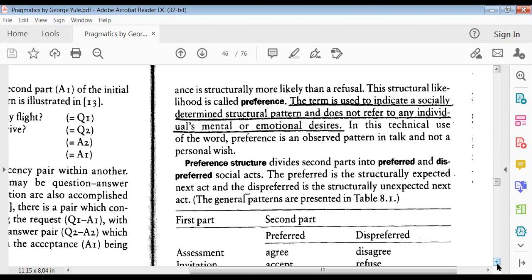Now, the preferred response to an apology is acceptance of the apology, but this is the preferred response. But is it always the preferred response? Do we always get the preferred answer? No, sometimes the answer may not be the preferred one. So the term is used to indicate a socially determined structural pattern and does not refer to any individual's mental or emotional desires.